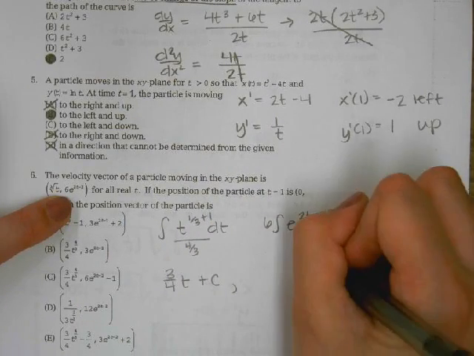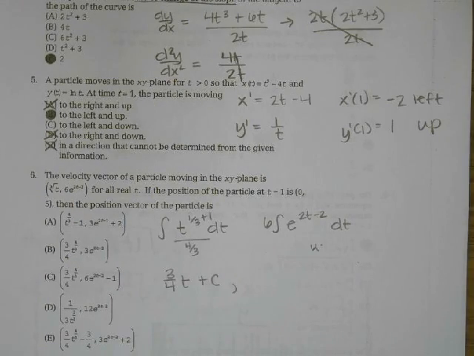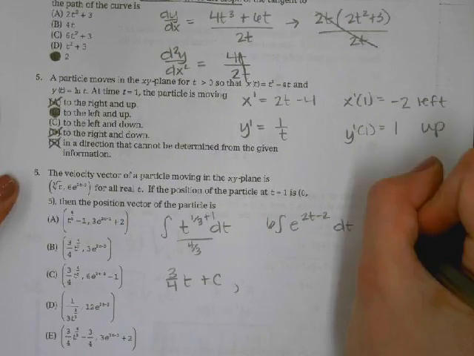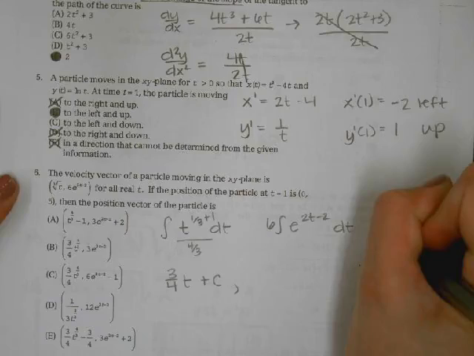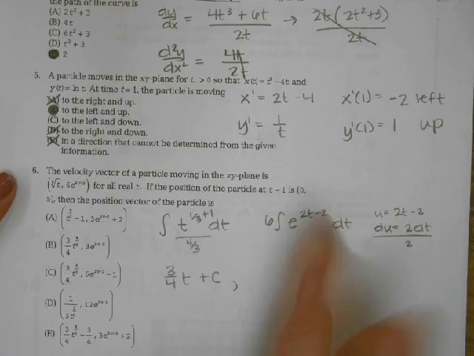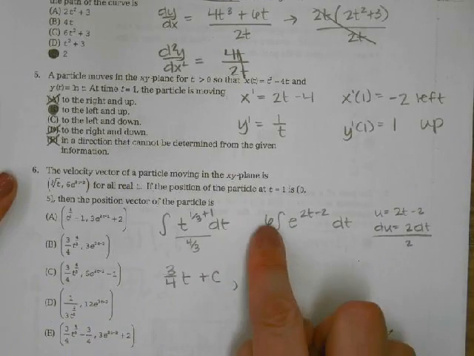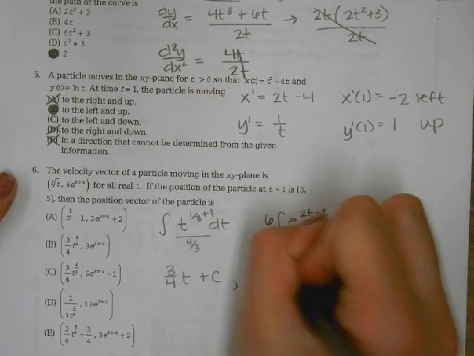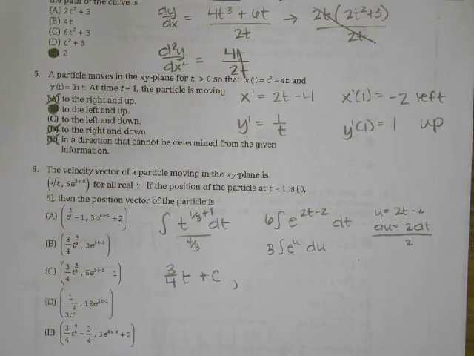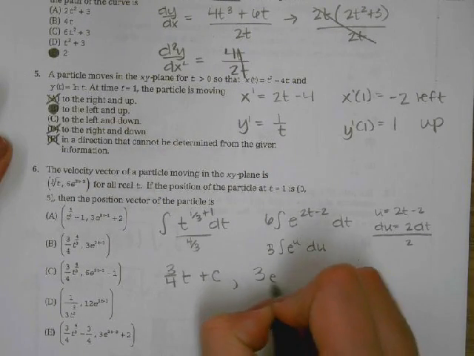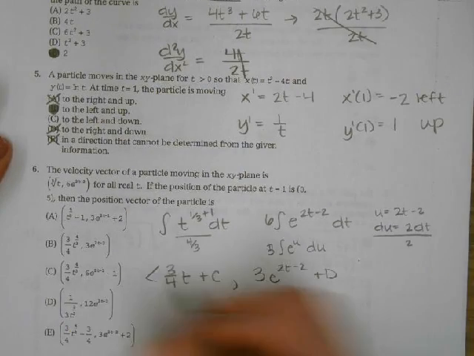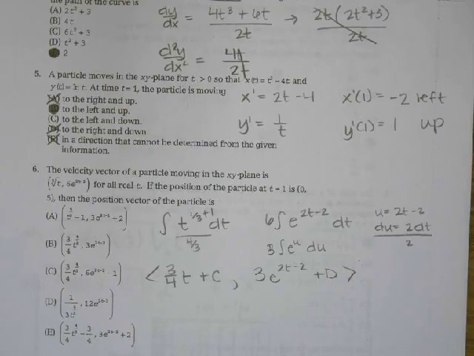For this one, I'm going to have to do u substitution. I'm going to write it off to the side. So my u is 2t minus 2. The du is 2 dt. And so we have to divide by that 2 since it's not sitting in the front there. So 6 divided by 2 is 3. So we've got 3 times the integral of e to the u du. So the integral of e to the u is just e to the u. So that gives us 3 e to the u, and I can go ahead and substitute my u back in, plus d. So there is our velocity vector for the position of the particle.